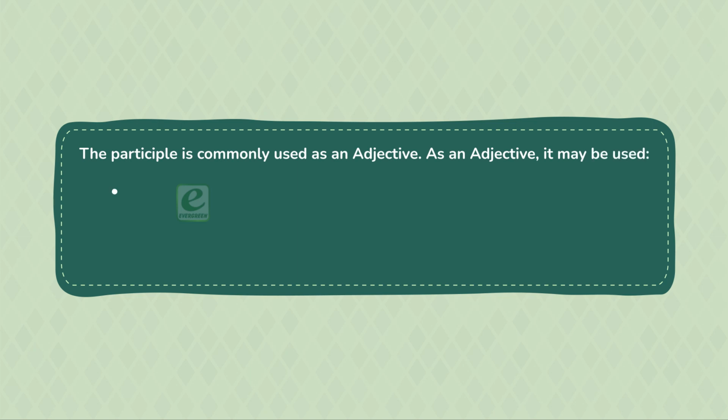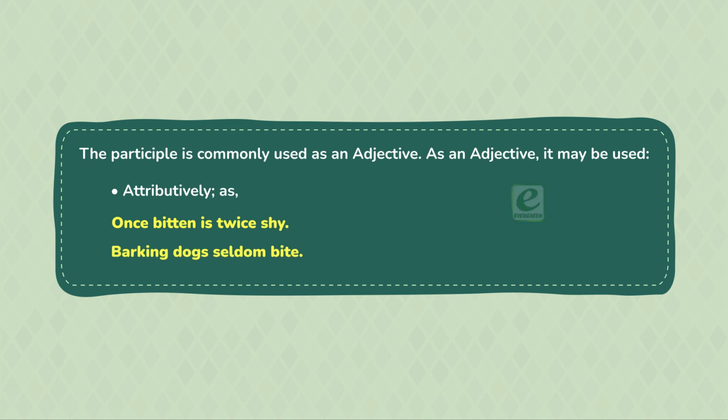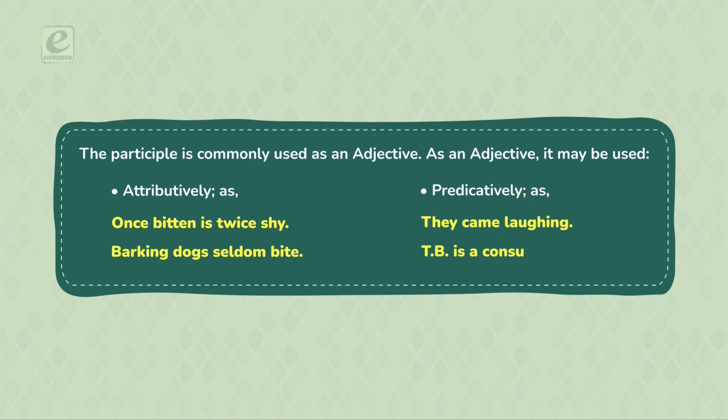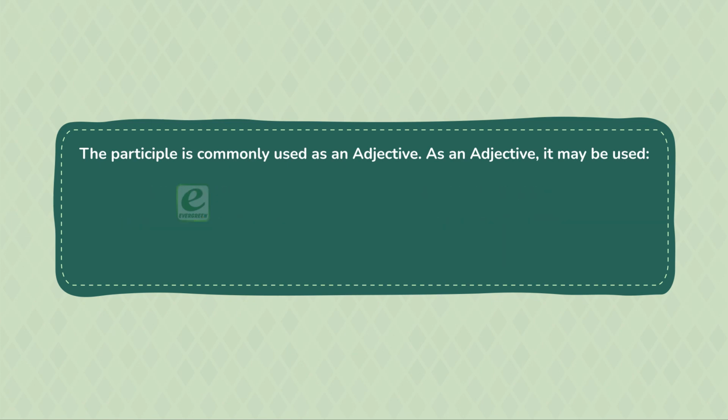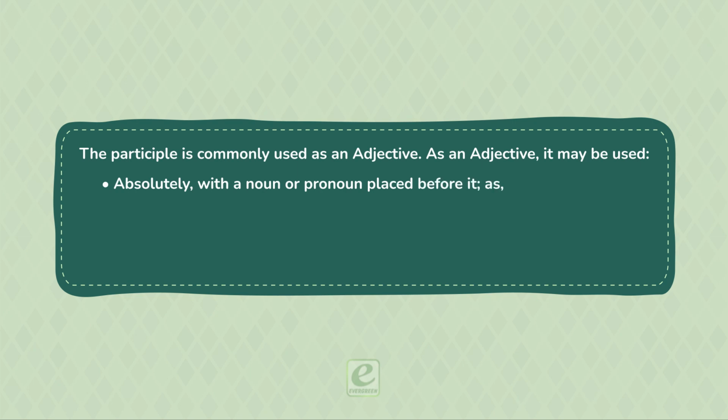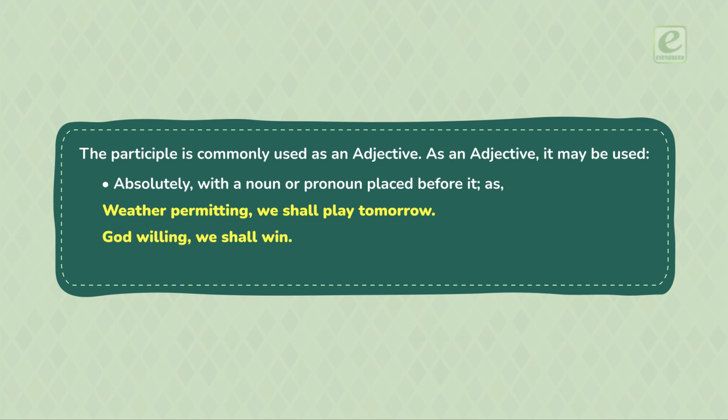Note, the participle is used to form various tenses. The participle is commonly used as an adjective. As an adjective, it may be used attributively, as: once bitten is twice shy. Barking dogs seldom bite. Predicatively, as: they came laughing. TB is a consuming disease. Absolutely, with a noun or pronoun placed before it, as: weather permitting, we shall play tomorrow. God willing, we shall win. We found them quarreling with one another.